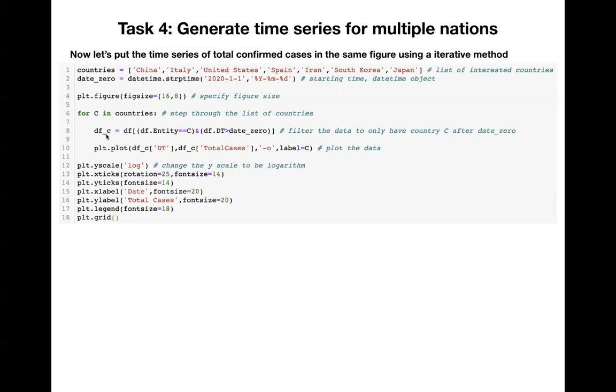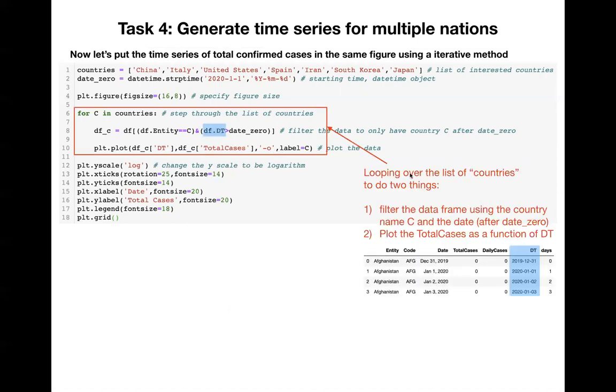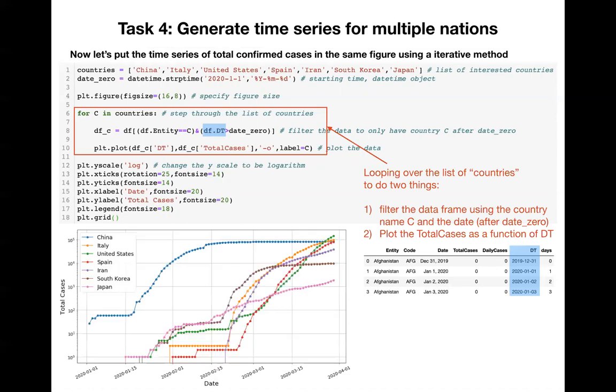And then with this new data frame, I do the plot dt as a function of total cases and use a circular marker, and label is basically country. So what happens here is that I'm looping over the list of countries, and remember that dt is the datetime object down here. And then now I can do comparison dt greater than dt0. So dt0 is January 1st, 2020, right? So after that, you get a plot like this.